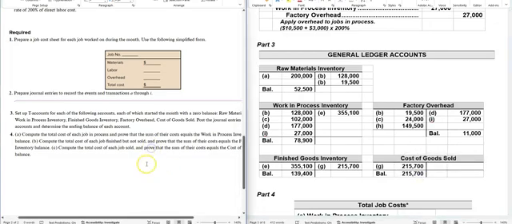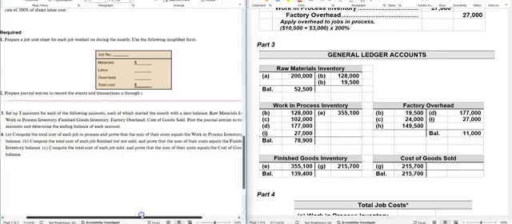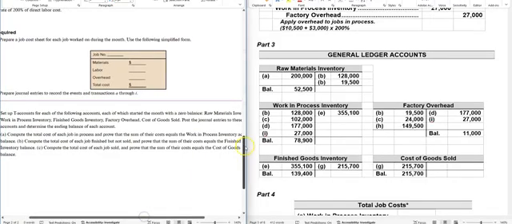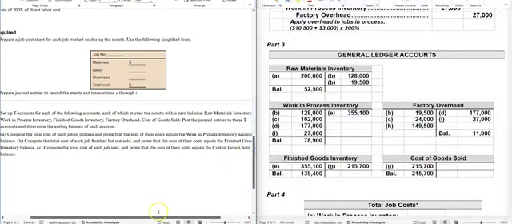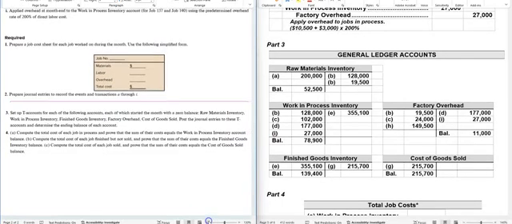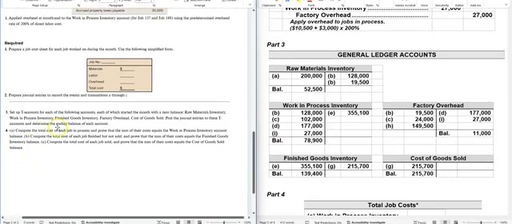All right, so the last thing that they're asking us to do here is to, let me go back and shrink this down so we can read it. Compute the total cost of each job in process and prove that the sum of their cost equals the work in process inventory account. Compute the total cost of each job finished but not sold, prove that their sum equals the finished goods inventory balance, and compute the total cost of each job sold and prove the sum of their cost equals cost of goods sold.